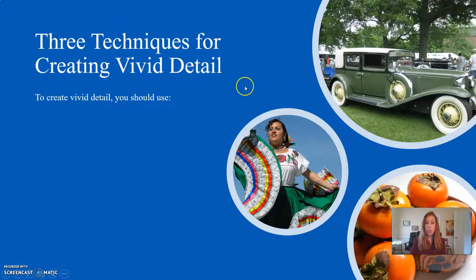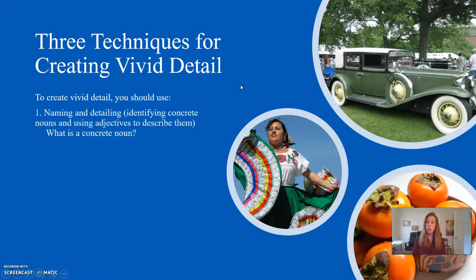To create vivid detail, you should use, number one, something we call naming and detailing. This just means that in your paper, in your descriptions, you're identifying concrete nouns and using adjectives to describe them. So what's a concrete noun? It's something that you can see and touch, like a car, a dress, a tomato.